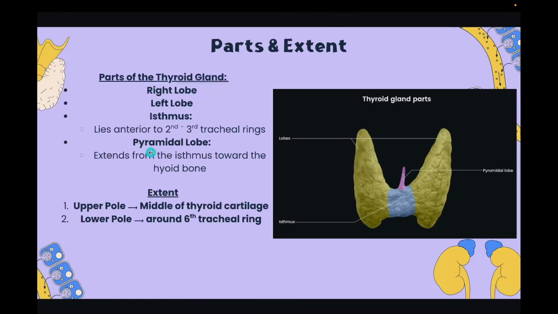And the pyramidal lobe extends, as you can see here, from the isthmus. It's like an extension of the isthmus, and it goes all the way up to the hyoid bone, which I'm going to show you a better picture of after this slide. You also need to know that the upper pole of the right and left parts of the thyroid gland extends from the thyroid cartilage all the way down to the sixth tracheal ring. You really need to know that, as it's kind of high yield as well.